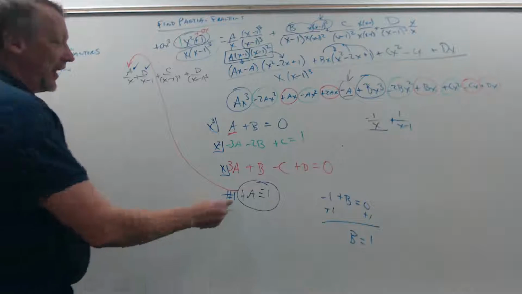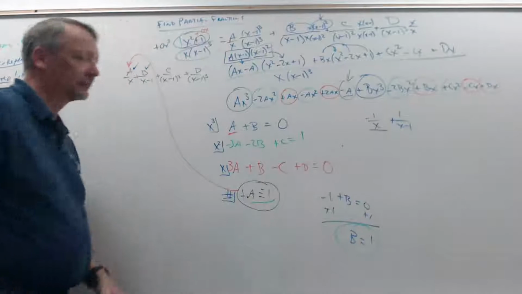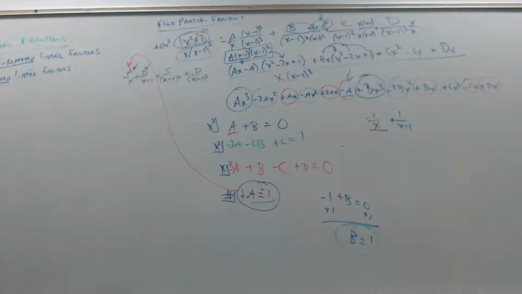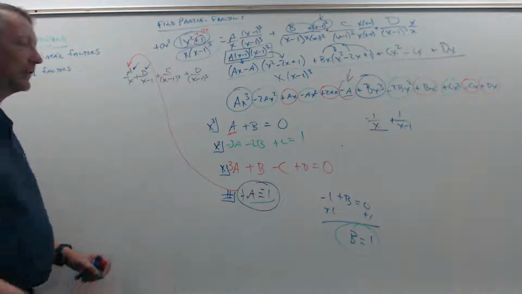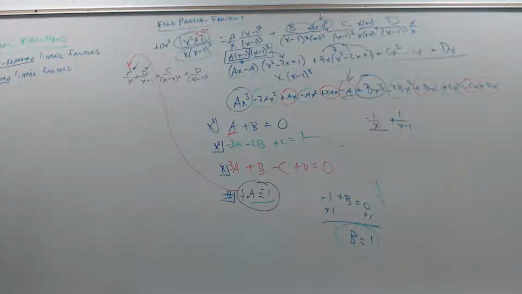We found out that a equals negative 1, and we found out that b equals 1. Okay, so we just need to find c. So how do we find c? Same way, just plug it in. We're going to use this equation here, right? Yeah. So we're going to get what?